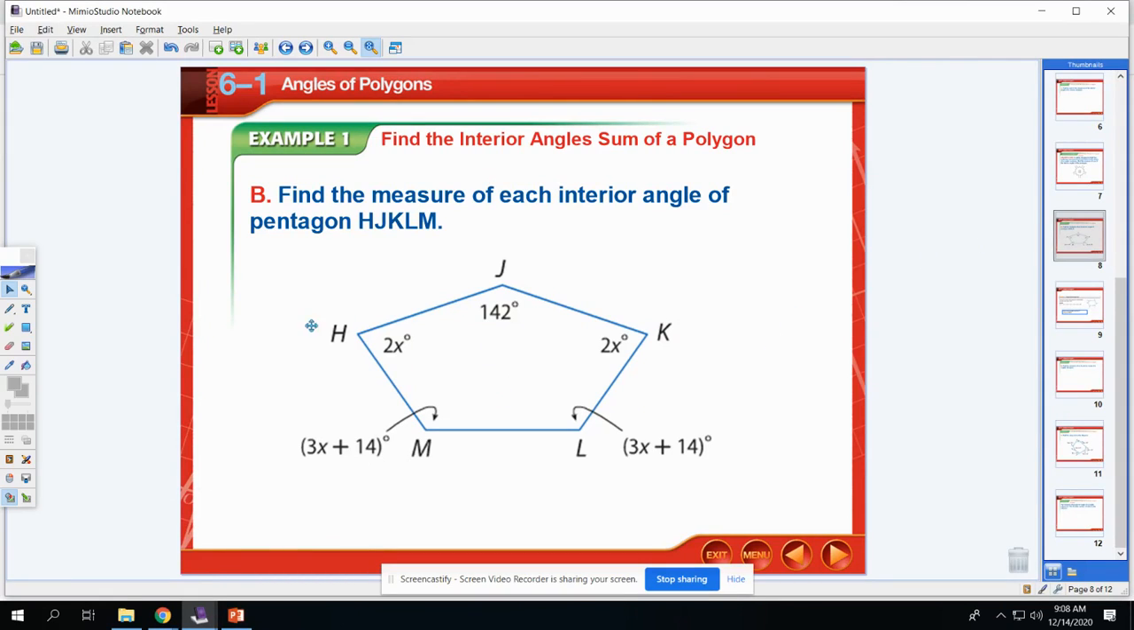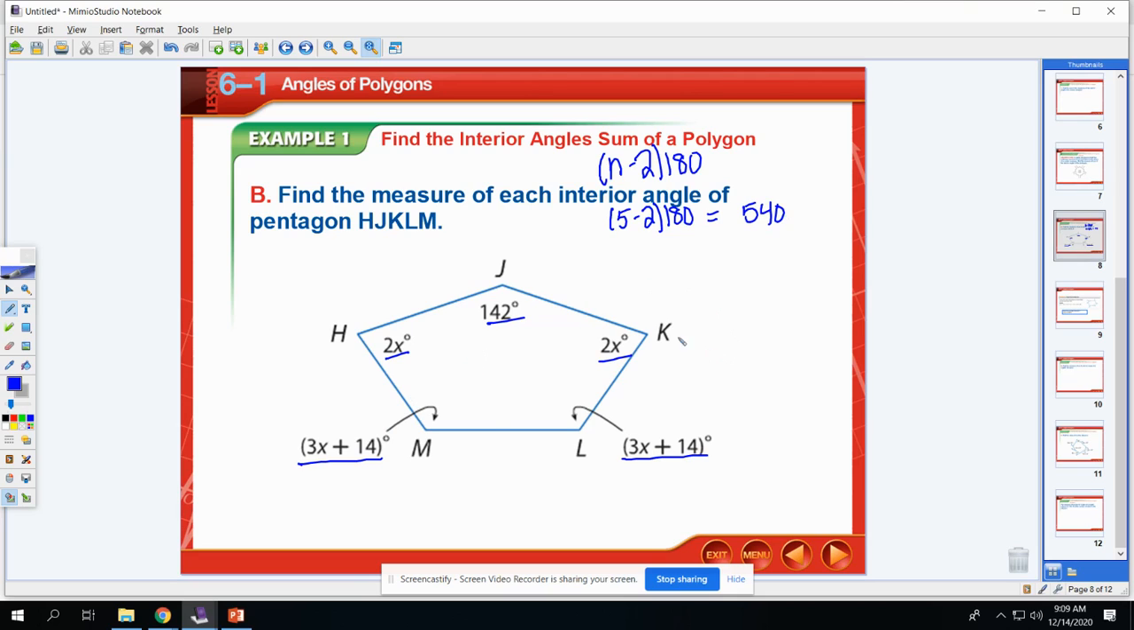All right, let's take a look at this example here. So it says, find the measure of each interior angle of this pentagon, HJKLM. So as you can see, looking at this pentagon, we do have 5 angles. And much like in the previous example, we could figure out here what all of these angles add up to by using our formula, n minus 2 times 180. So if we did that like we did in the last question, we could figure out here how many degrees are in this total. And just like in the last question, we find out that it is 540 degrees total.